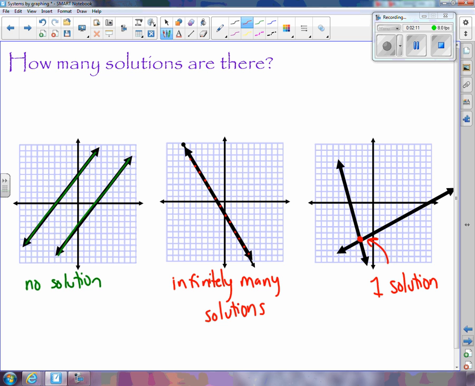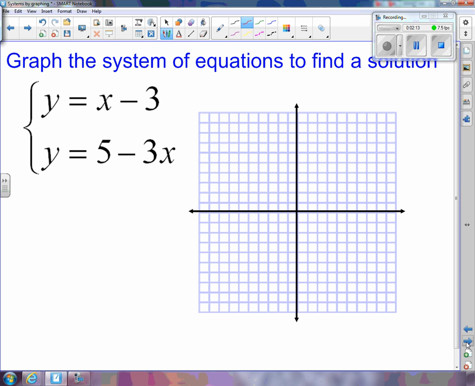Now let's try some examples. Here I'm trying to find the solution to the system of equations by graphing these two lines. So we're going to have to refresh our memory a little bit about how to graph a line from Algebra 1. If you remember, the general form of a line is y equals mx plus b. Hopefully you're familiar with this from Algebra 1. The m represents the slope, and the b represents the y-intercept. Slope is the pitch of the line, or how slanted it is. The y-intercept is where the line intersects the y-axis.